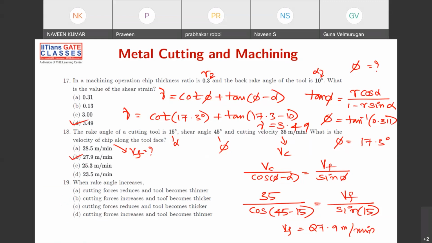Are you getting 10 point something? Okay, let me do it. 35 by cos 30 into sin 15, Vf. 35 into how much is sin 15? Let me use a calculator. Okay, 0.25 divided by what is cos 30? Cos 30 is 0.866. Now do this calculation, 35 into 0.25 by 0.866. How much are you getting? So 10.46.